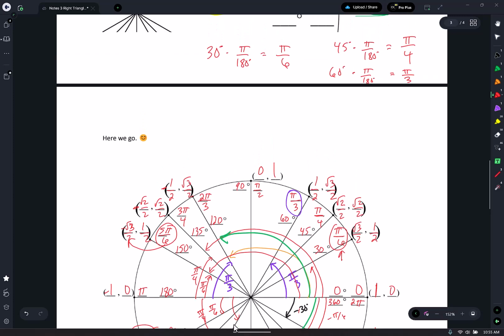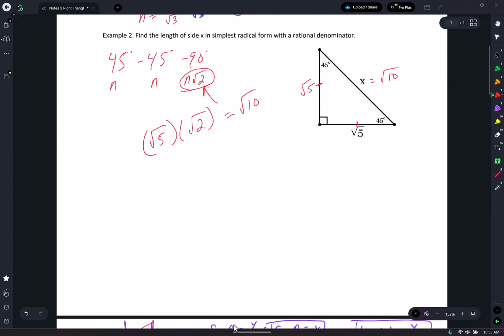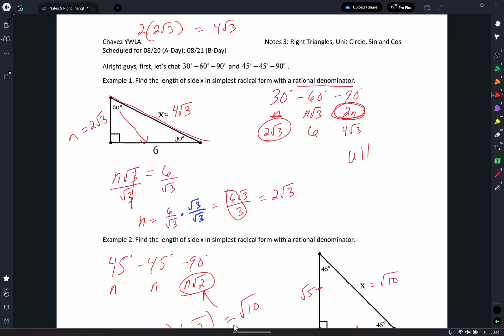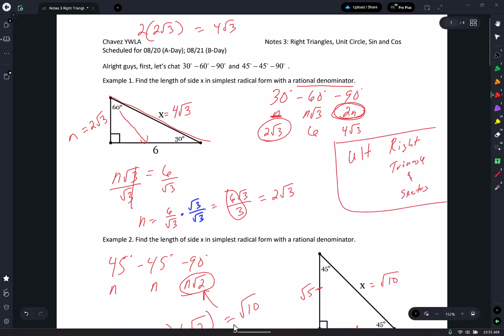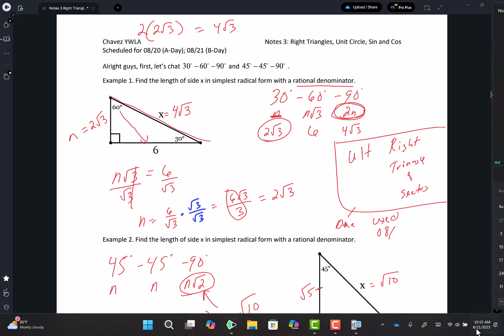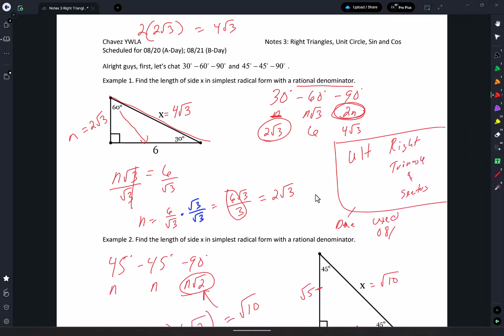All right. One last thing. There's something called UH, right triangles and sectors. If you go to Gradebook, it's already on there for you to take, right? So if you log into UH, look for this quiz. It's going to be due on Wednesday for everyone, Wednesday 08/27.